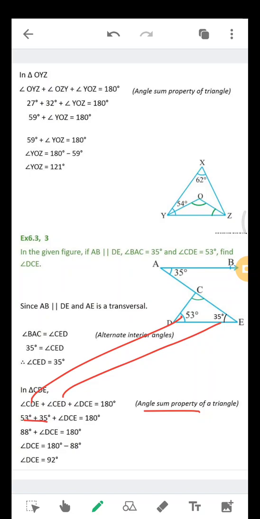53 plus 35 gives you 88, and DCE is unknown. Okay, this is your unknown angle which we have to find. So DCE will be equal to 180 minus 88, that will give you 92 degrees. So finally we have got the angle which we need to find, that is DCE is equal to 92 degrees. Hope it's clear to you all.